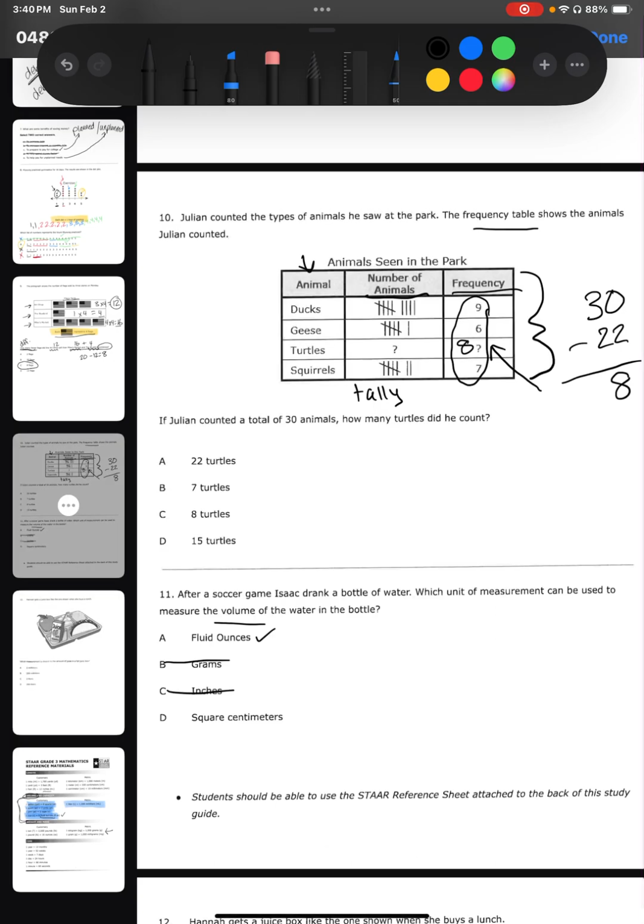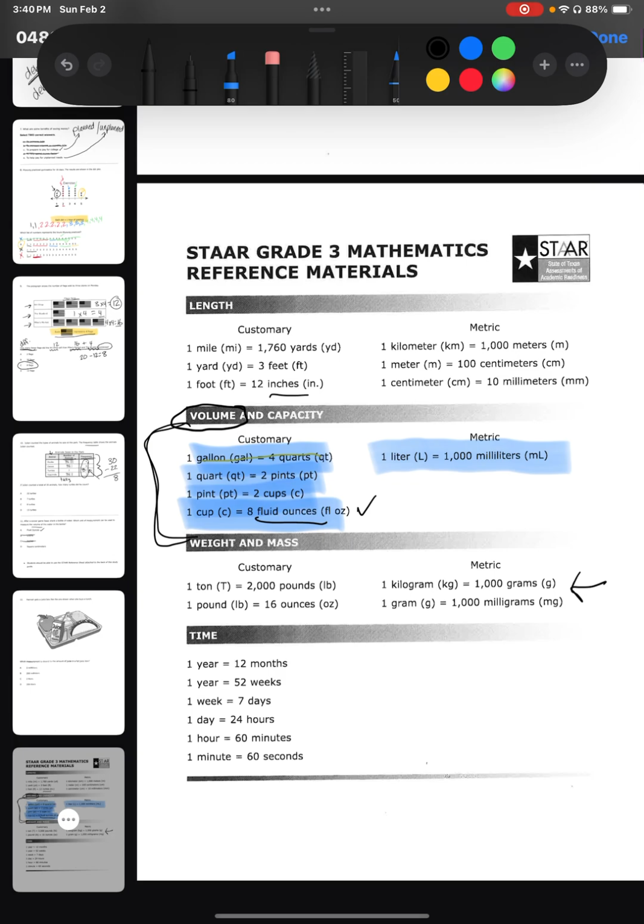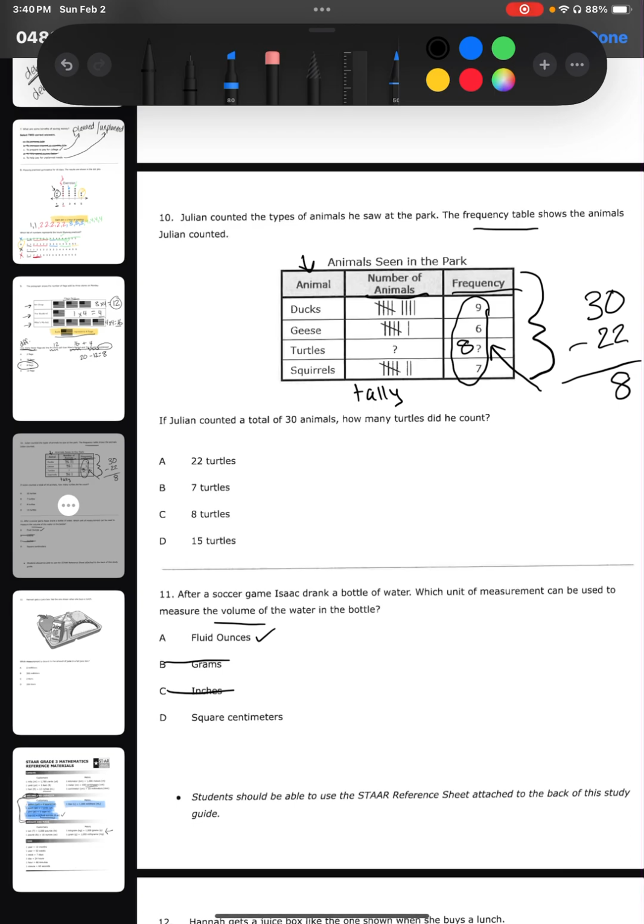And lastly, square centimeters. Centimeters are also found under length. Up there. That does not measure volume. That means the only answer choice that could be correct is A. Done. That is how you use the STAR reference sheet effectively.